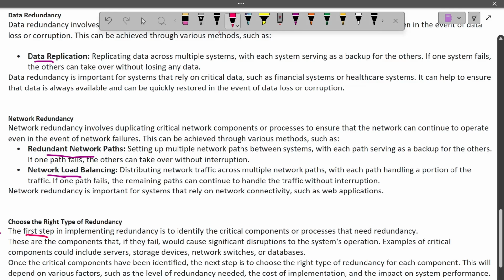The first step is to identify your critical components in the system, whether your database is critical, whether your network devices are critical, or maybe everything is critical. So you first have to identify the critical components: your servers, your storage devices, network devices, database, whatever.